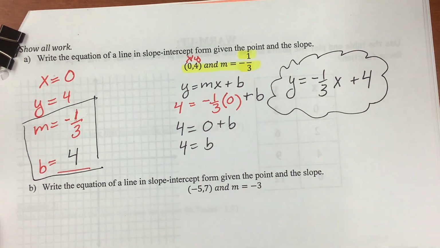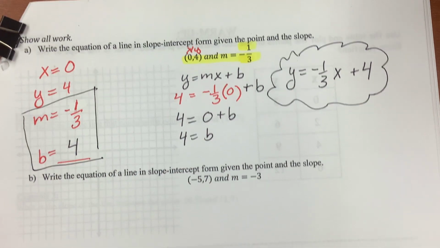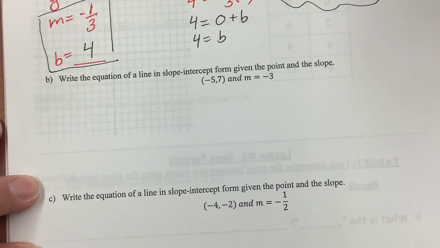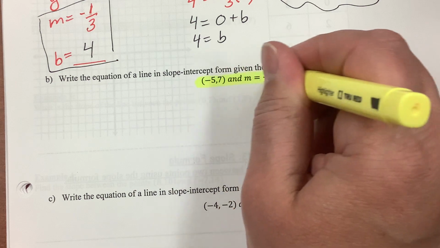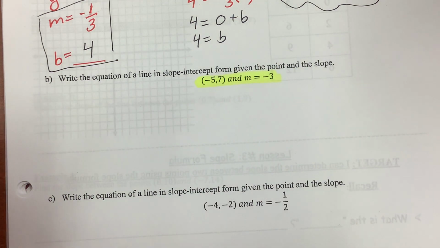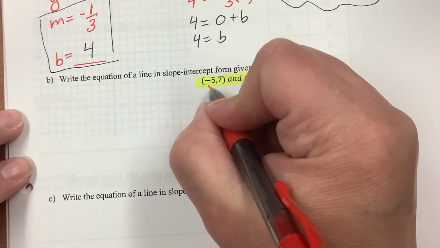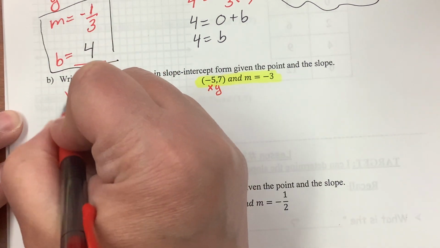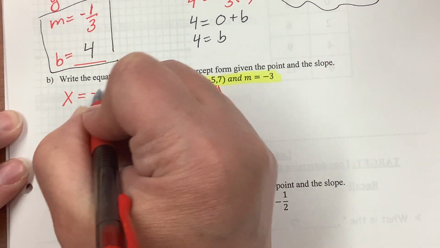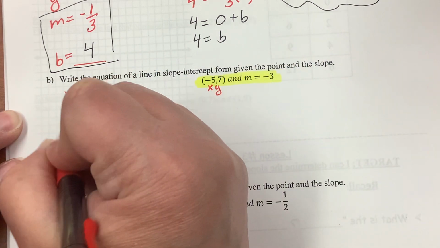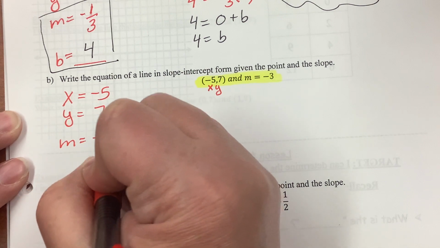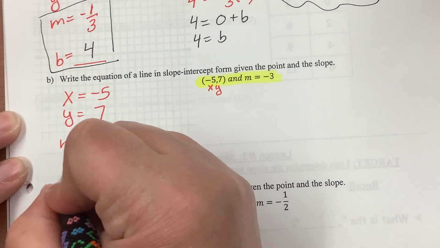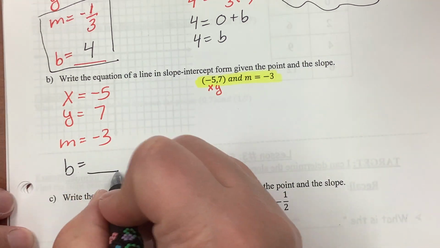Yay! Now I have an equation. Okay, next one. First, identify the information that they're giving me. In algebra and geometry, the information that they give you is called just the given. So I have an x and a y and m. X equals -5, y equals 7, m equals -3, and it's b that I don't know. I don't know b. I'm going to find that.